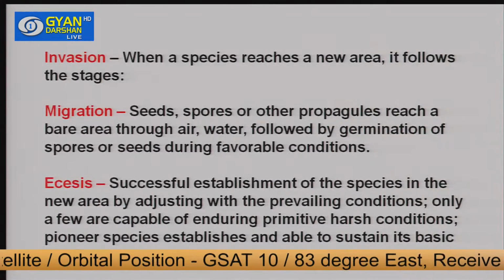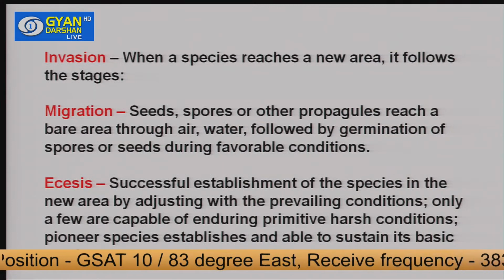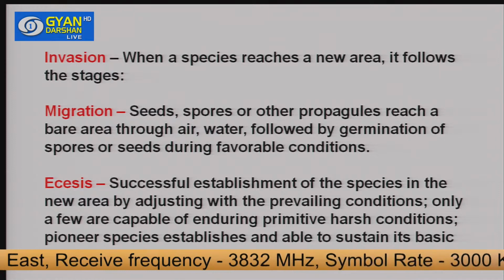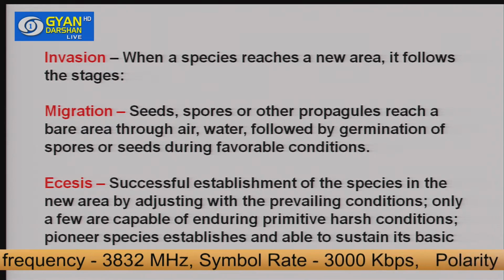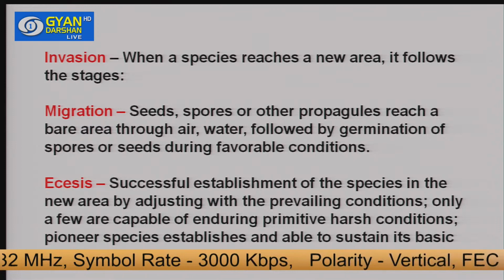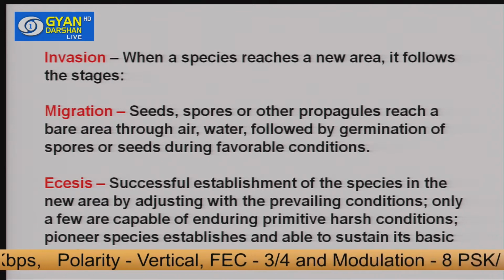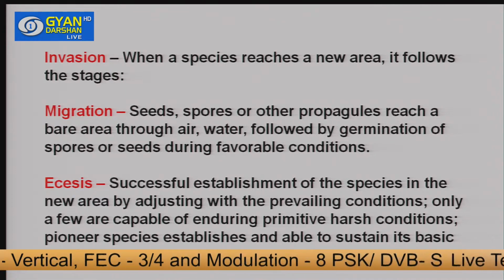So that is migration. After migration, ekesis. This is an ecological term which means establishment of the species. That is, the spores or seeds, or any kind of reproductive units, come and finally settle and establish themselves. They germinate and thereafter give rise to new plants, and ultimately those plants settle with the new environment. That process of establishment in the new or hostile environment, we call ekesis.